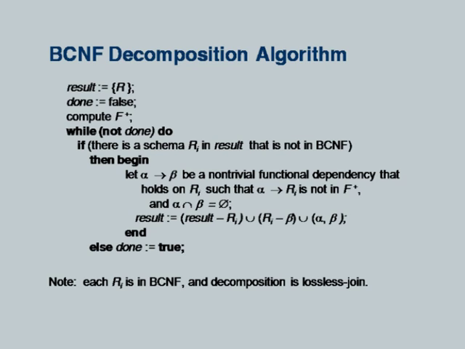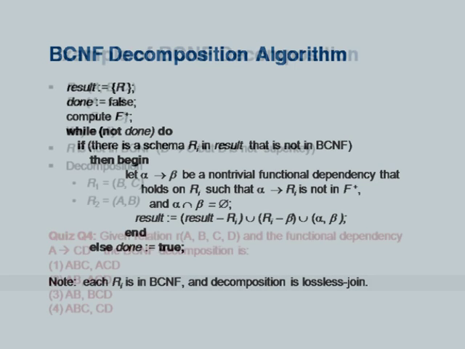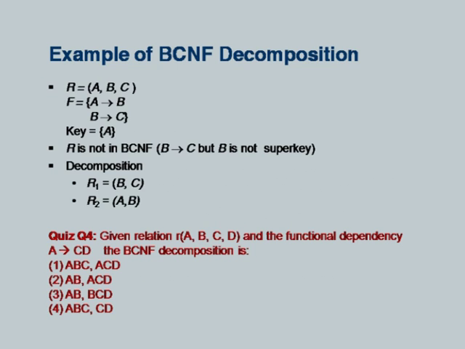So, result is the set of relations in the schema. We may start with one relation, we decompose, again check each of the decomposed relations, decompose further and further till all of the relations Ri are in BCNF, at which point we can stop. So, each Ri is in BCNF, and the decomposition is lossless. Here is an example. I have ABC, A goes to B, B goes to C. This is actually a very simple example. The decomposition is BC and AB.